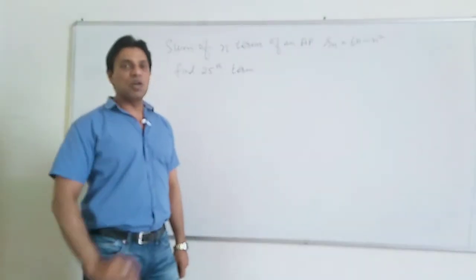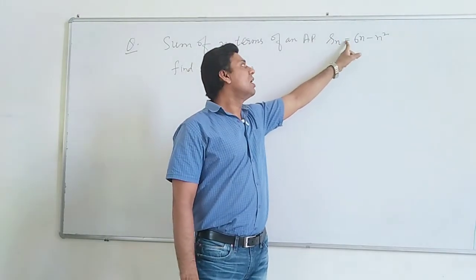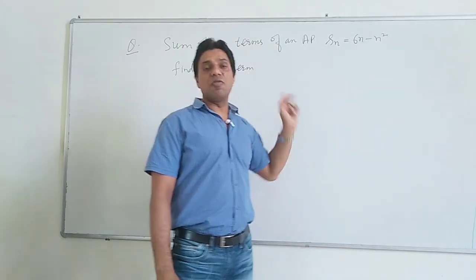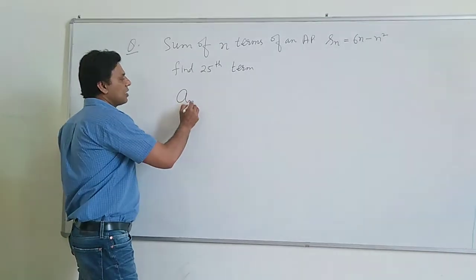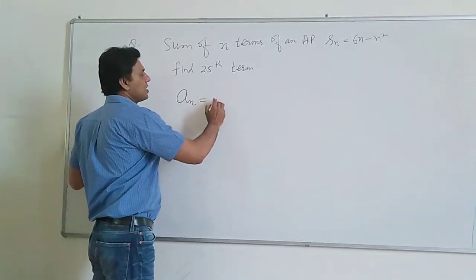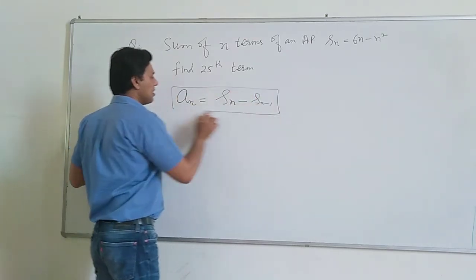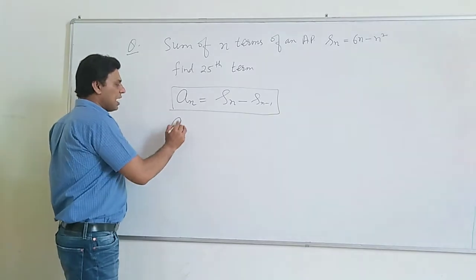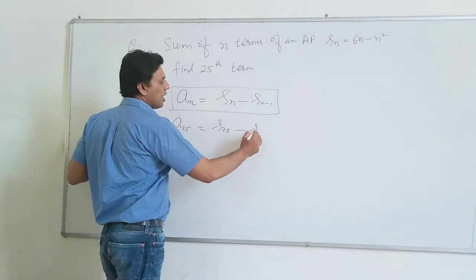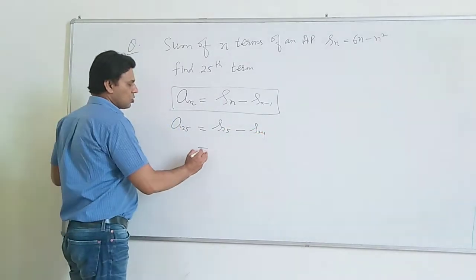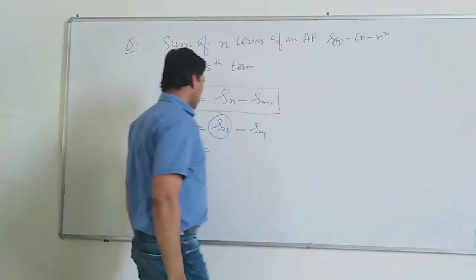So see the category of the question. The sum of n terms is given and you have to find a term, like the 25th term. So we have a formula: an is equal to Sn minus S(n minus 1). This is the formula we are going to use. Because it is the 25th term, we can write S25 minus S24. So how to find S25? You have to put n is equal to 25 in this.